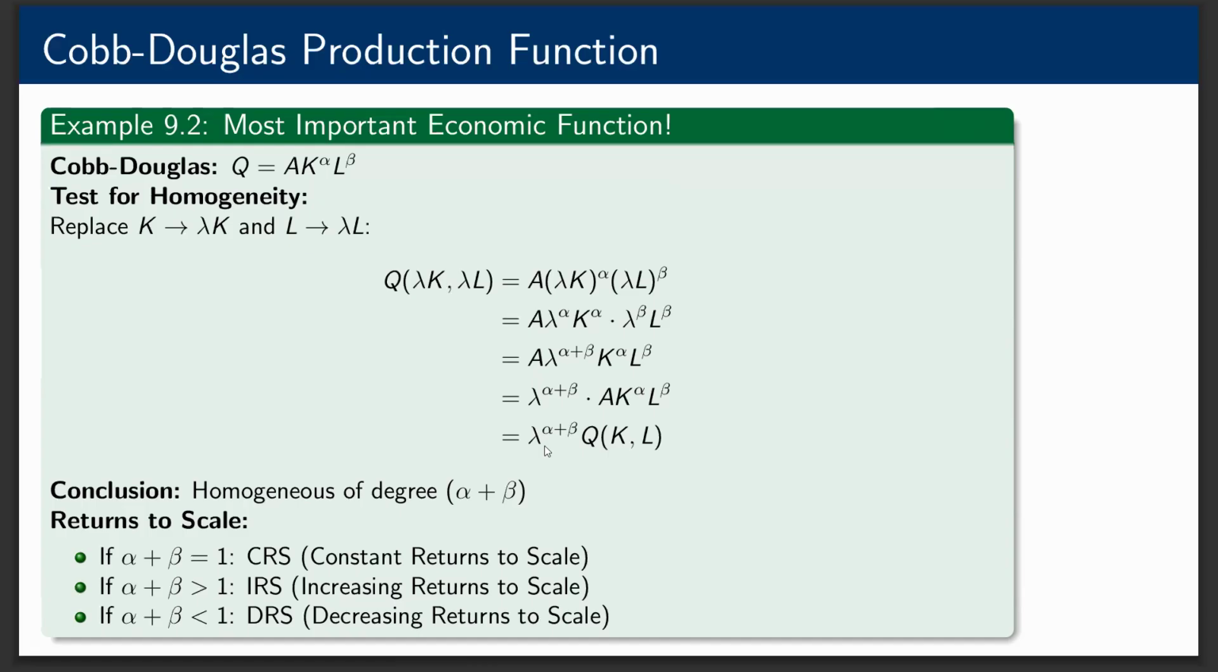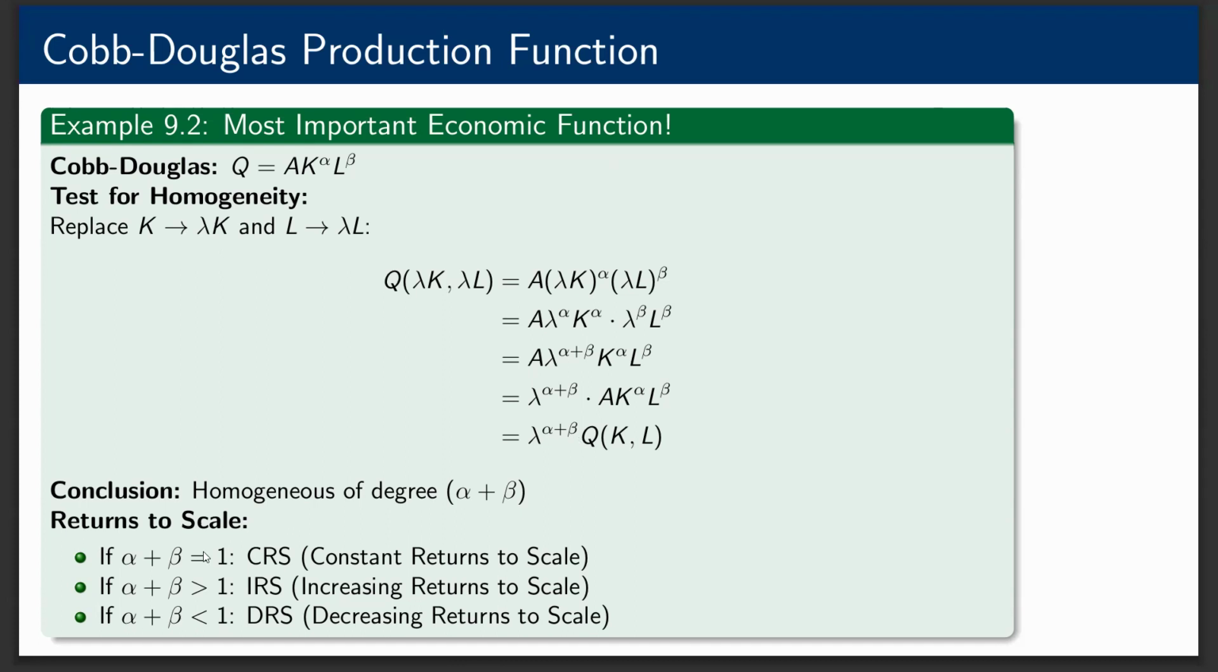So it is clear it is a homogeneous function. What is the degree? The degree is the power of lambda, that is alpha plus beta. The degree of the function is alpha plus beta. If alpha plus beta equals 1, which is constant returns to scale, it means if both labor and capital are doubled, output will also be doubled. It's constant returns to scale.